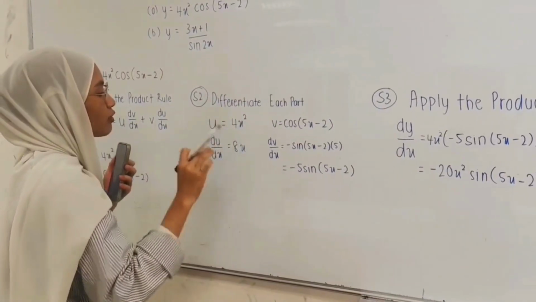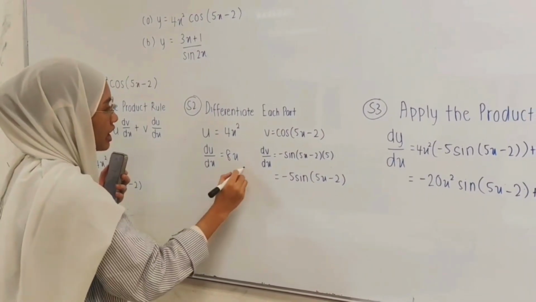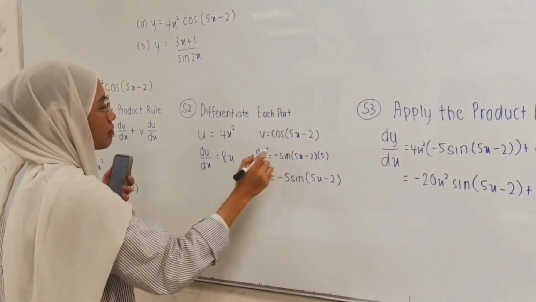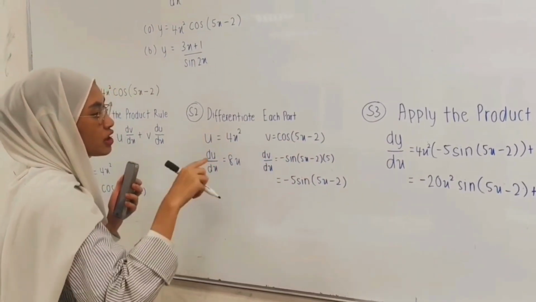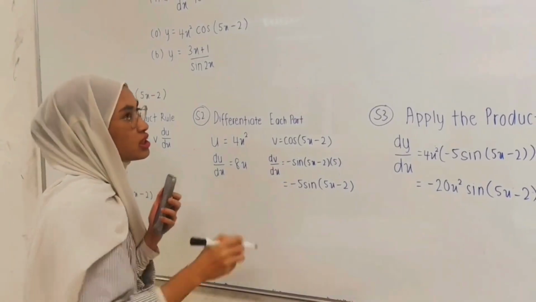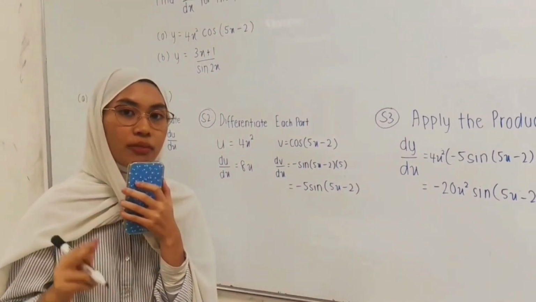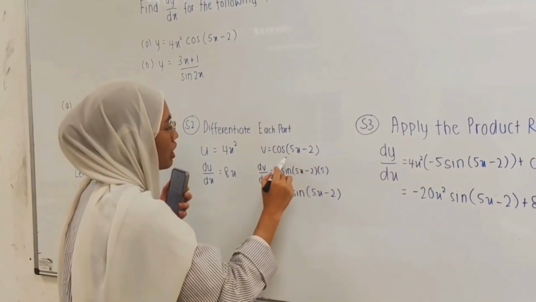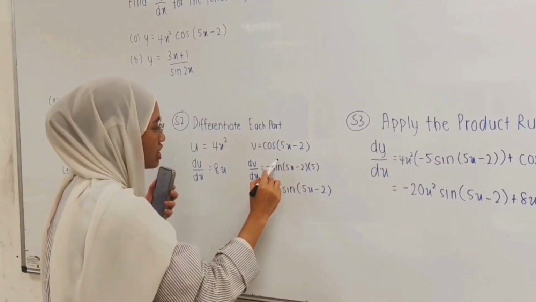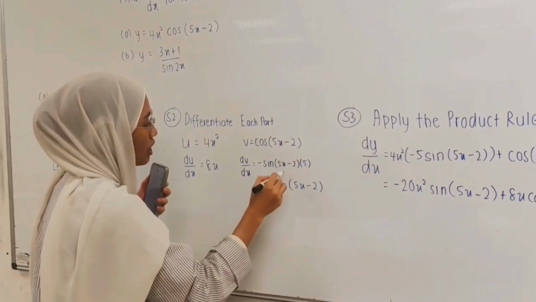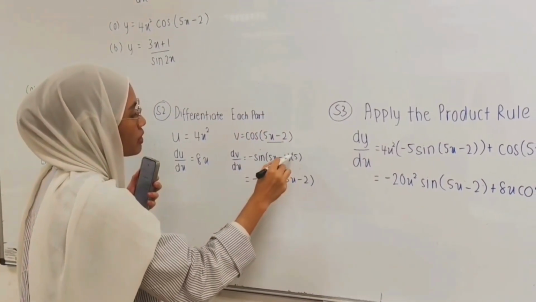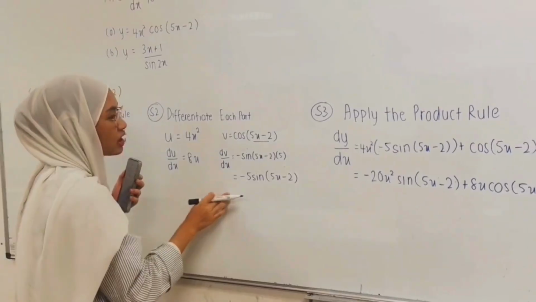From 4x to the power of 2, differentiate will become 8x, and also cos(5x minus 2) differentiate. Remember, cos differentiate will become negative sine, since it is a trigonometric rule. And keep in mind that 5x minus 2 will remain and not be changed. This one will become this one. And also we need to differentiate the inner part and we will be left with 5. And this is the final answer.